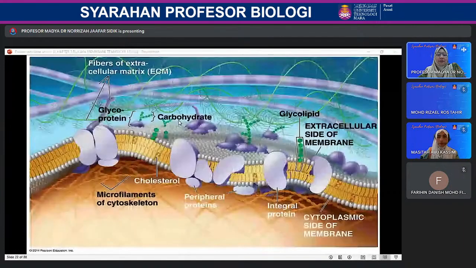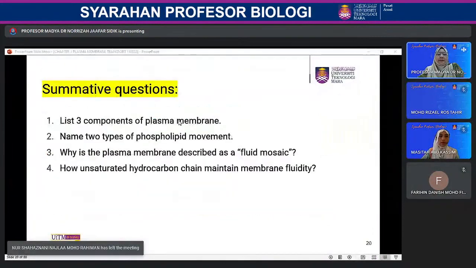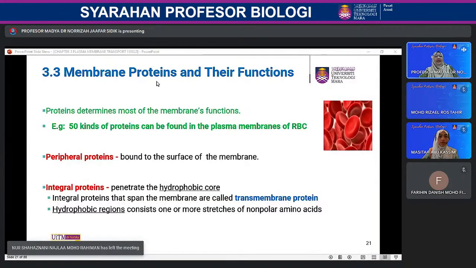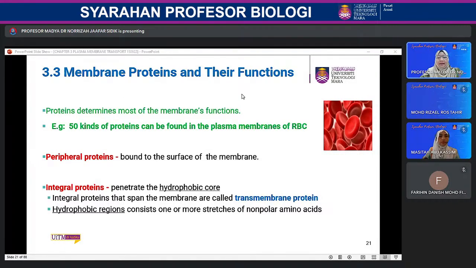This is about the membrane proteins and their functions. So just now, the lectures mostly covered the phospholipids, and a little information on the proteins. Here we will focus more on the membrane proteins and their functions. Okay, so we look back at the locations of the proteins.